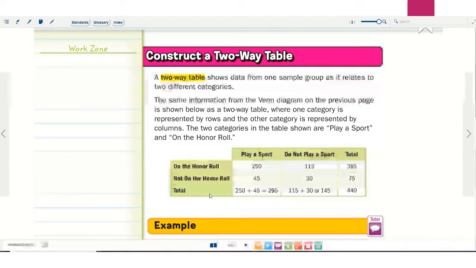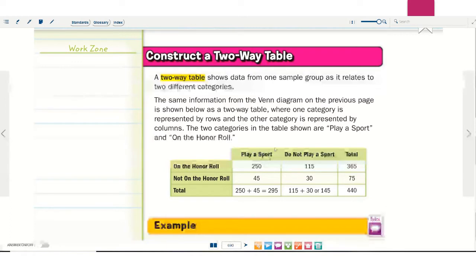The total down here is when we look at students who play a sport and students who do not play a sport. We can add those up. Again, that row should equal the same as your column. When we are working with these, if for some reason those numbers do not match up, we have a mistake somewhere, so we have to go back and try to find out where that is.